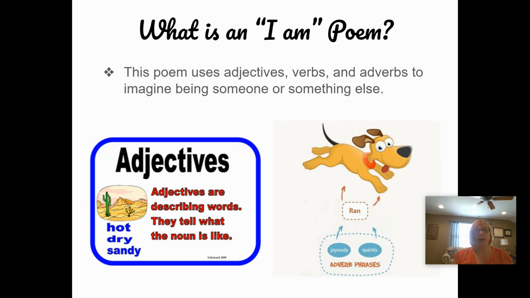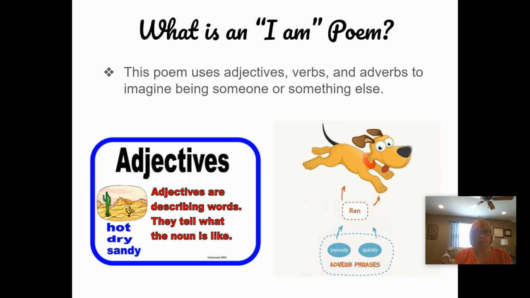All right. Now, adjectives, as you know, are describing words. They tell what the noun is like. As an example, there is a picture of a desert and it's hot, dry, and sandy. Now, there's a picture of a dog. And the action verb, or the action word, for him is ran. Adverbs will talk about how he ran.